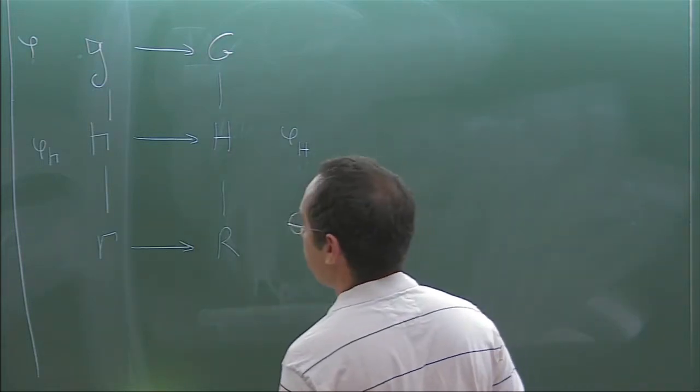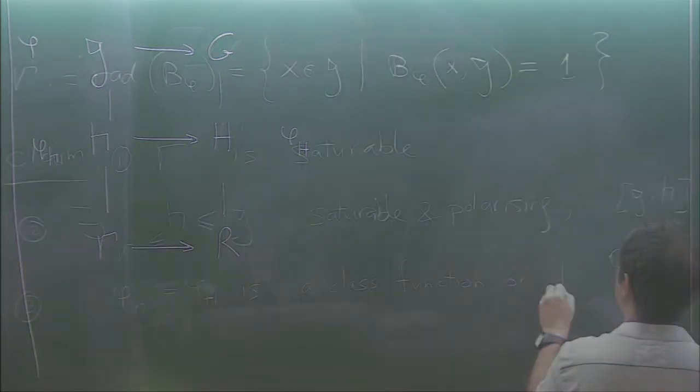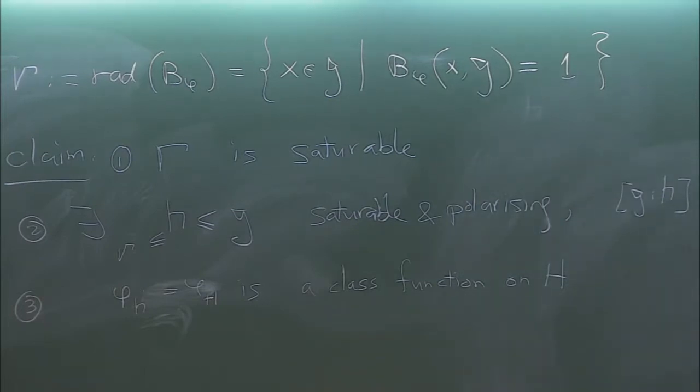And now this function is a class function on H. So remember that phi is a linear character. This goes to C star. But when we get here, it is not guaranteed that this is a linear character. It is a class function, but it may not be a character.